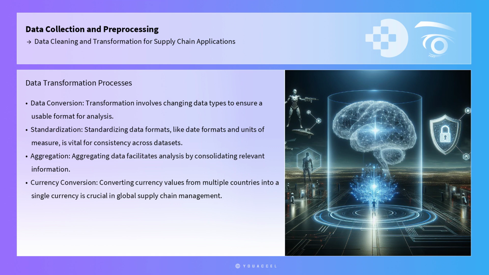Once data is cleaned, transformation processes are applied to convert data into a usable format. Transformation involves changing data types, standardizing data formats, and aggregating data to facilitate analysis. For example, converting currency values from multiple countries into a single currency is a transformation step crucial in global supply chain management. Similarly, standardizing date formats and units of measure is vital for consistency across datasets.